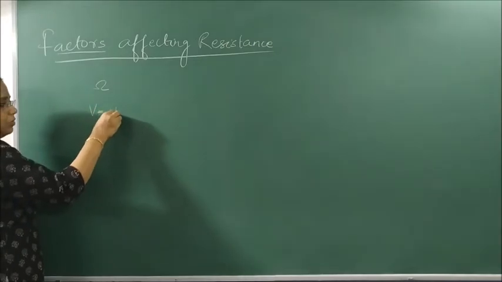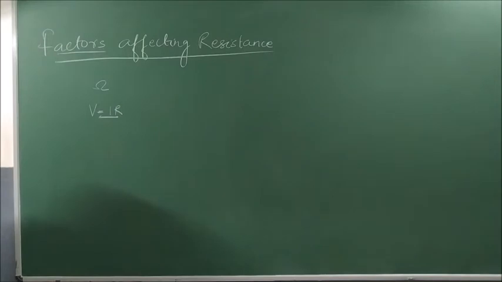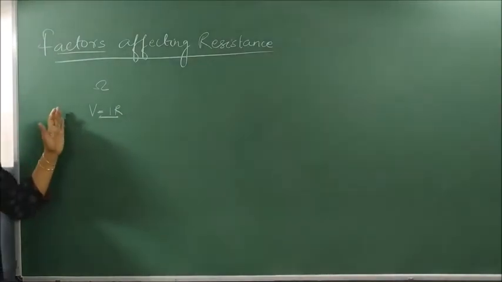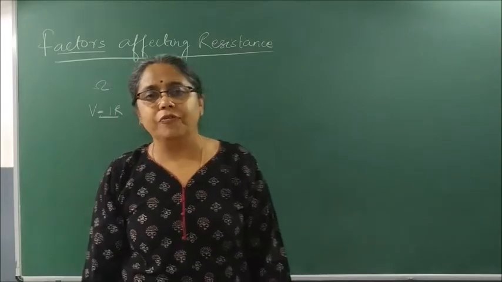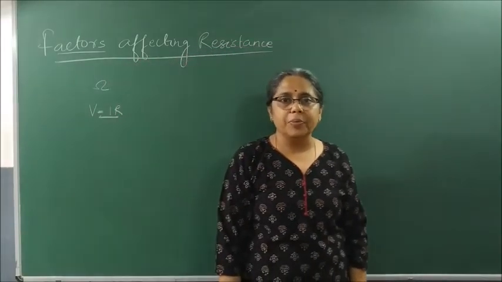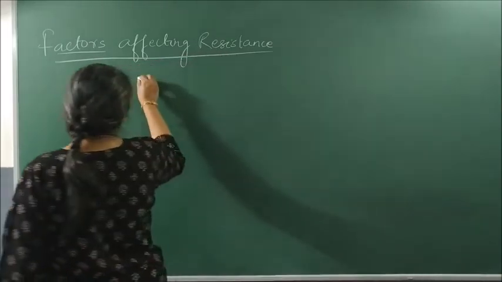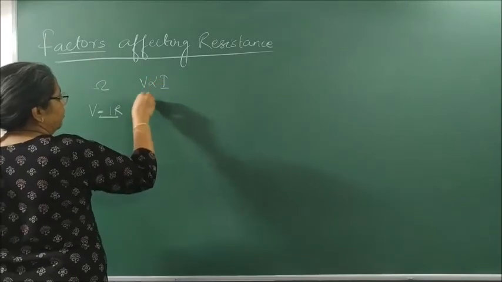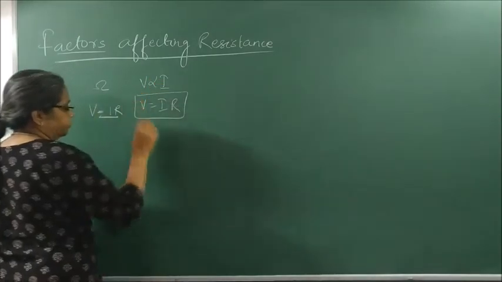We use V is equal to IR. V is equal to IR is from which law? Ohm's law, which says that at a constant temperature, the potential difference between the two ends of a metallic wire in a given electric circuit is directly proportional to the current flowing through it. That is, V is proportional to I. So V is equal to what? IR.